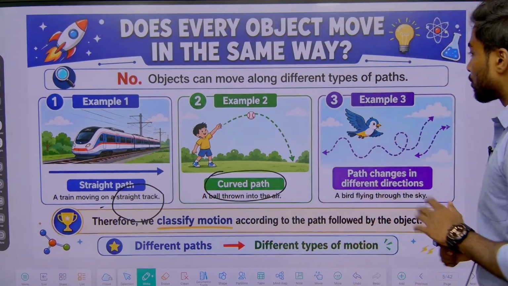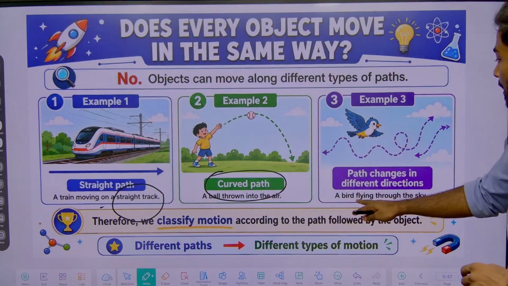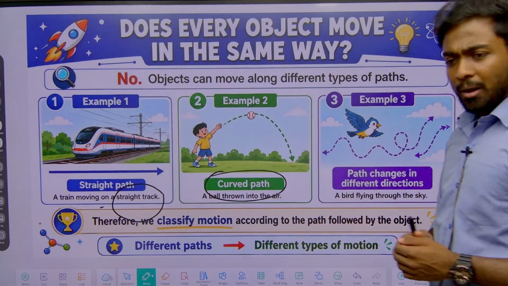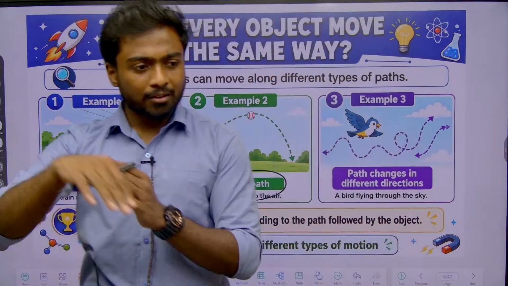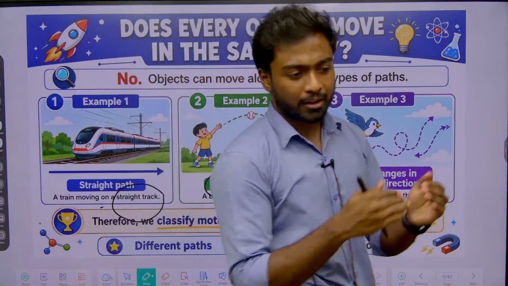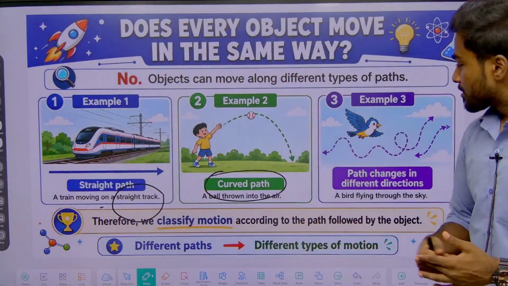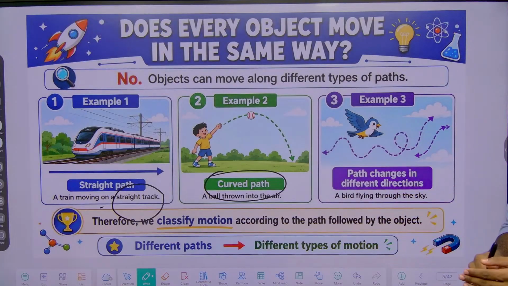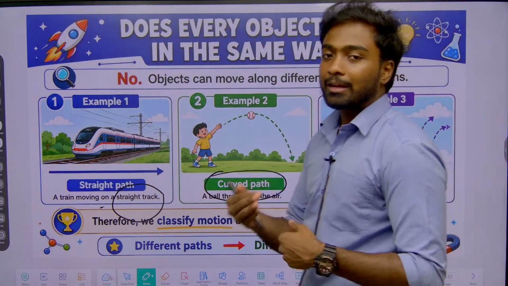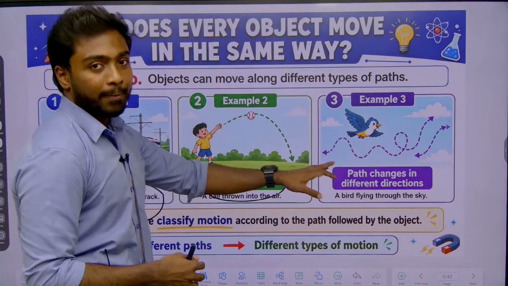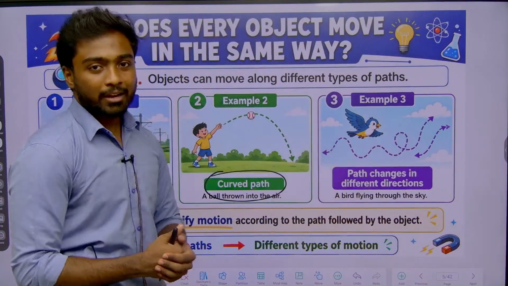Okay. The next one, a bird flying through the sky. Does the bird go straight or in a curve? It can go any way. So this is one of the examples for different kinds of path. We cannot conclude a single path here, so it can go anyhow.